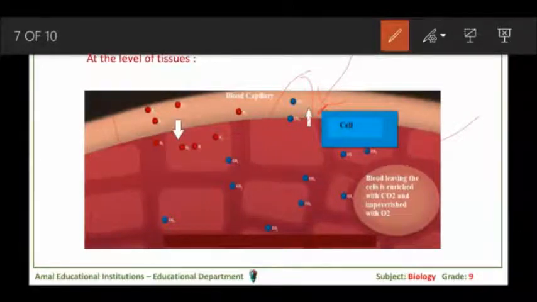At the end, the blood which leaves the cell is enriched with CO2 and is poor in O2. This blood will leave the cell, going to the lungs, going to the alveoli, to make another gas exchange, where it gives the alveolus the CO2 and it takes the oxygen, and again the gas exchange repeats.